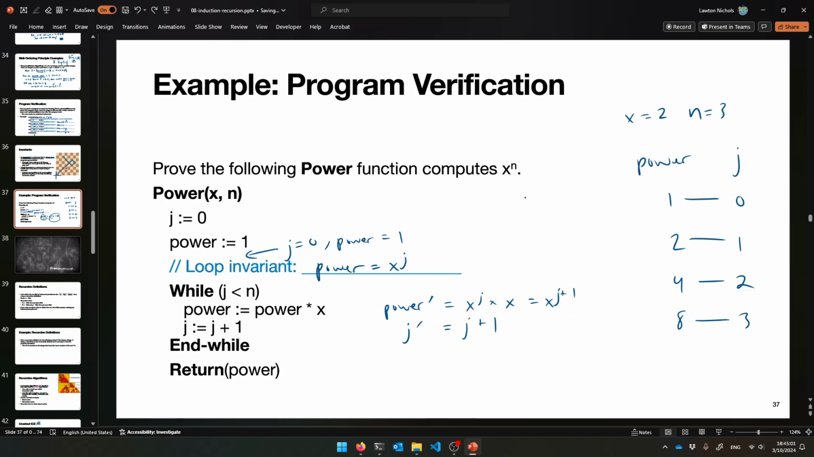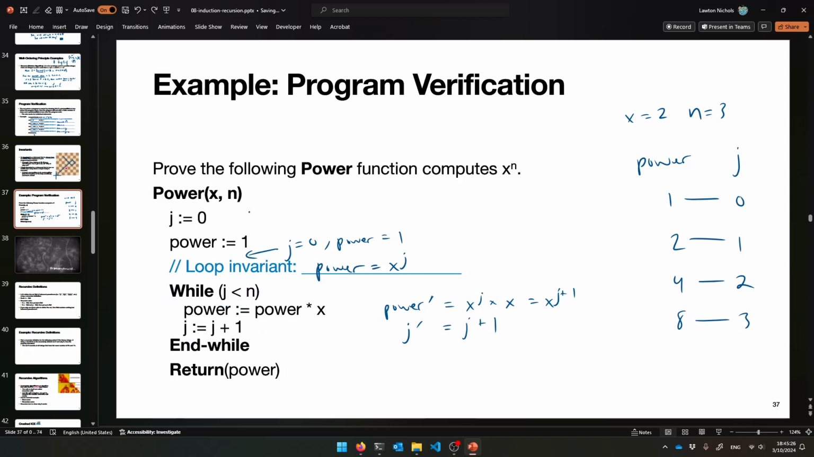Is this statement still true about the new power and the new j, the ones with primes? Well, yeah. x to the j primeth power is equal to power prime. See that? So it really does hold. It's working out. And then also you know that when a loop stops, assuming it does stop, the condition of this loop is done. So we've proven the invariance true.